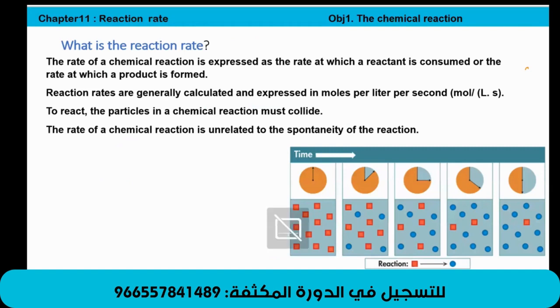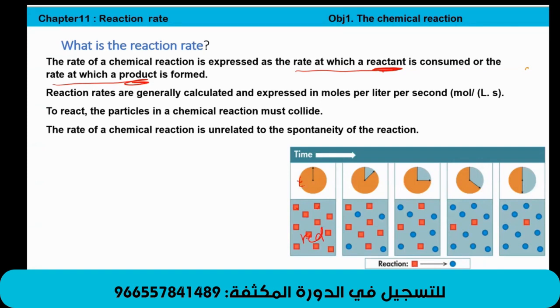First of all, what is the reaction rate? Some definitions. The rate of chemical reaction is expressed as the rate at which the reactant is consumed or the rate at which the product is formed. Let's see, this red thing is my reactant. Remember what the reactants are? The substances that you start my reaction with.